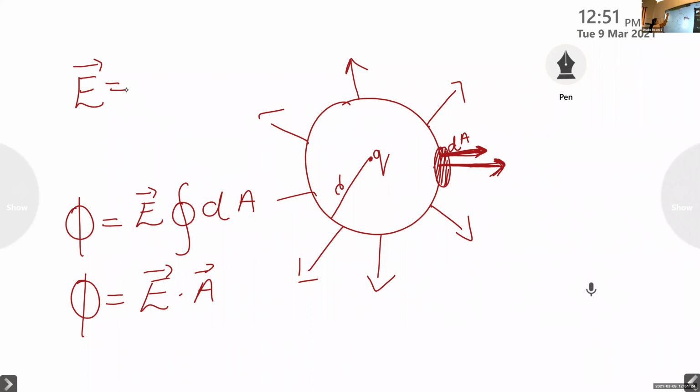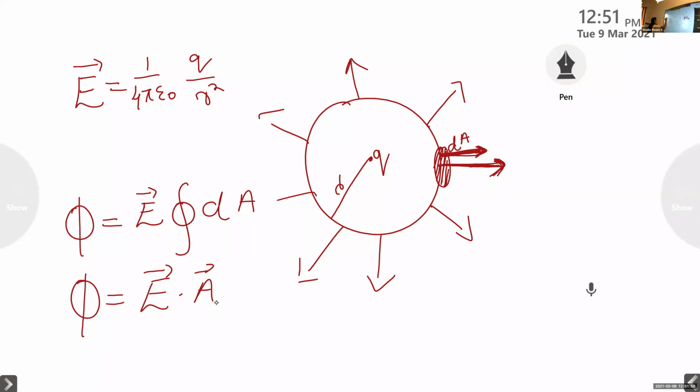Sharon, what is electric field E? 1 by 4 pi epsilon 0 Q divided by R square. Did you remember this equation? So the electric field E is equal to 1 by 4 pi epsilon 0 Q divided by R square.